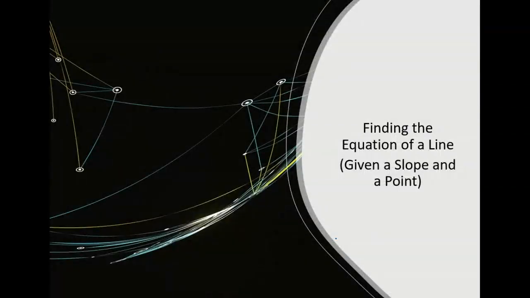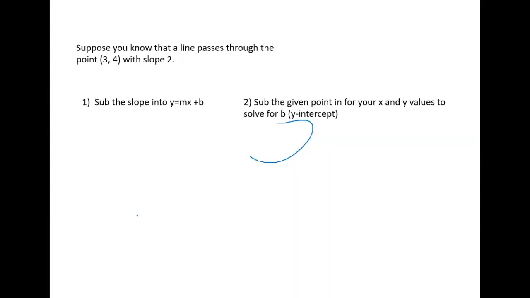Okay, so sometimes we're asked to find the equation of a line given a slope and a point. So that one we were asked to find the slope and the y-intercept from the equation of the line. Now we're going to do the opposite. Suppose you know that a line passes through the point 3, 4 with a slope of 2. So it doesn't really tell me what the question is, but it's asking me to find the equation of the line. So I wrote out the steps ahead of time here.